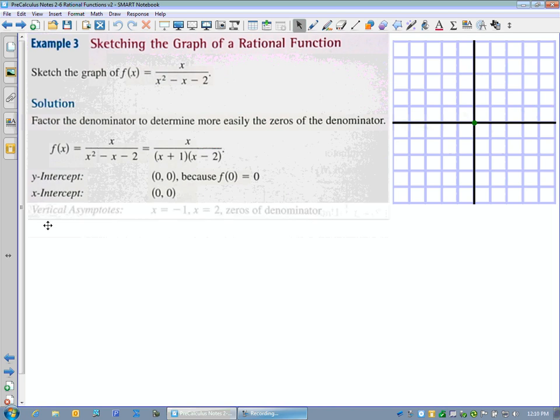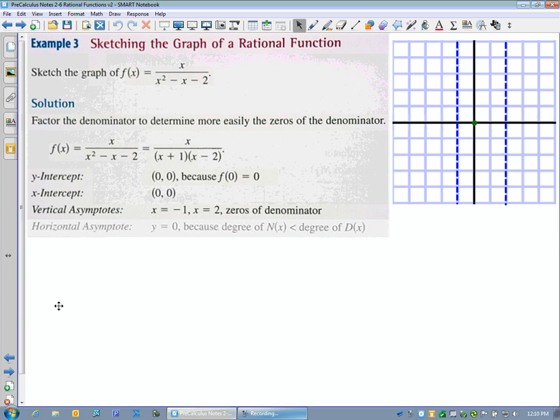And then next we want to look at vertical asymptotes. Those are the values of x that cause the denominator to be 0. So the values of x that cause each factor to be 0 would be -1 for this factor, and +2 for that factor. So along the x-axis, we're going to have a vertical line going through x equals -1, so I'm going to make a dashed line through -1, and then a dashed line through +2. Those would be my two vertical asymptotes.